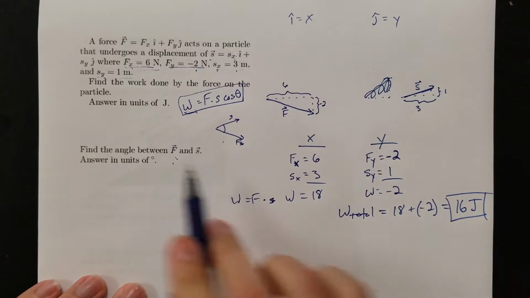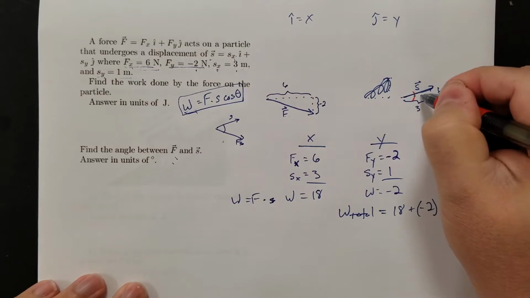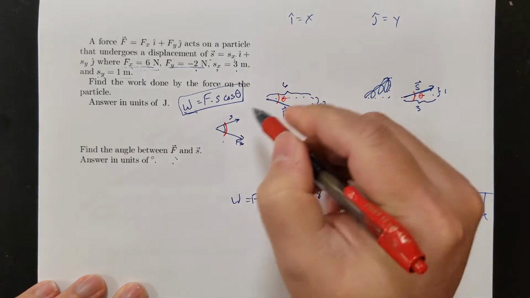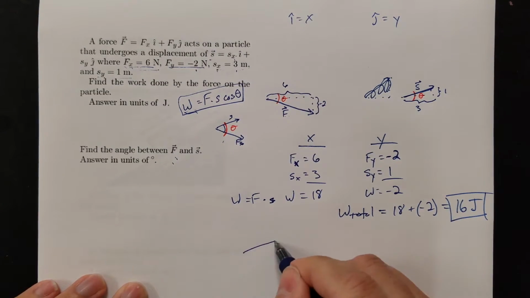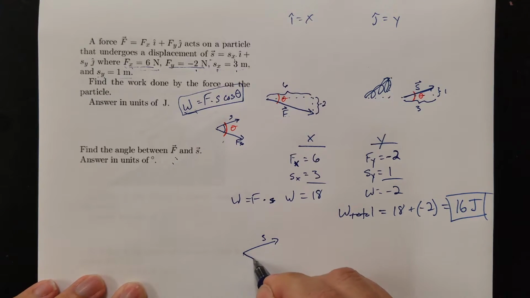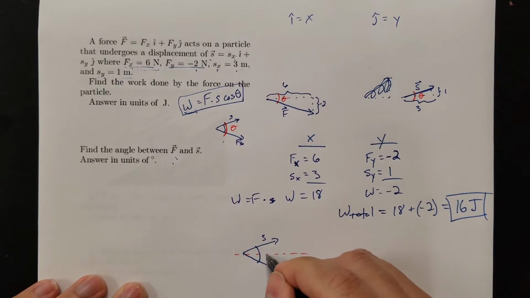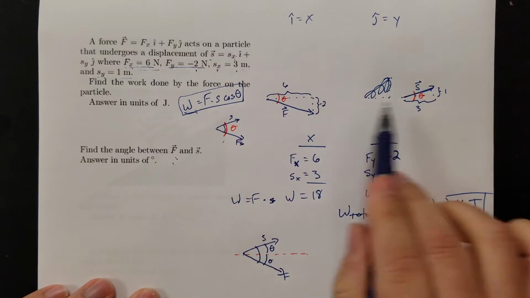Okay, find the angle between them. Now what I need to do is look at these two triangles and find this angle, because that angle is going to give me the angle between the two. So I'm going to draw that again. S points here, F points this way, and here's the xy plane. I need this angle. If I can find the angle here and the angle here, I can just add them up. Easy. Okay, so to do that, let's look at these two triangles and use tangent.